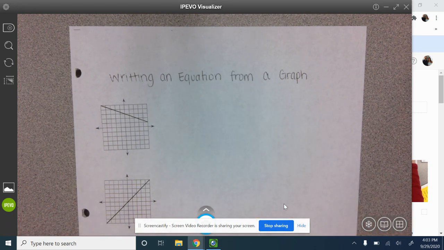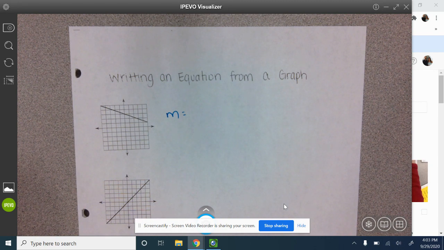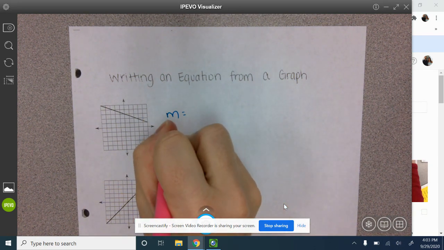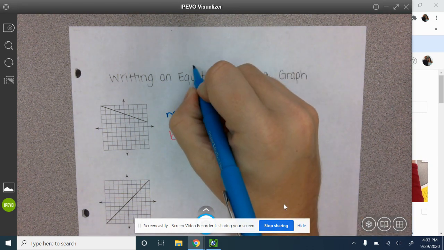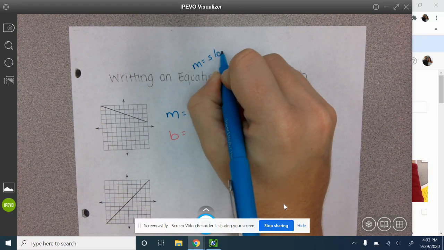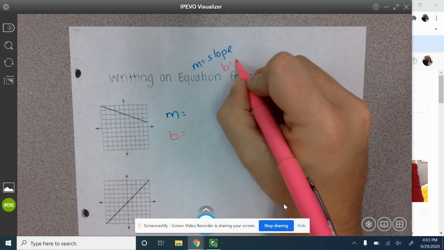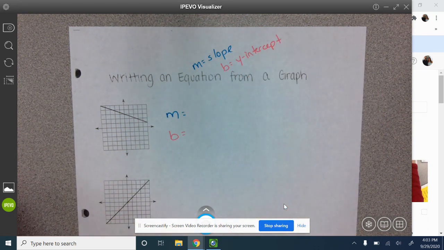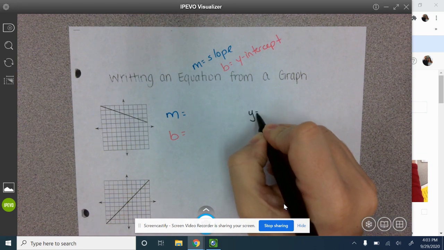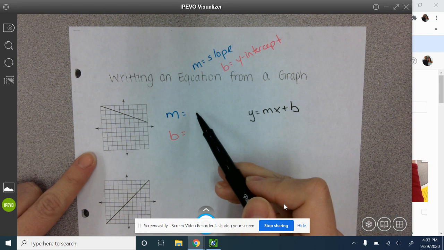Now, the first thing we know is that for slope-intercept form, we're going to need an M and a B. And remember, M is your slope, B is your y-intercept. So if you want to write that up here at the top, so you remember, that is perfectly fine with me. I'll write it up here to give you a hint. My formula for slope-intercept form is y equals mx plus b. So my first thing I need to find is my slope.